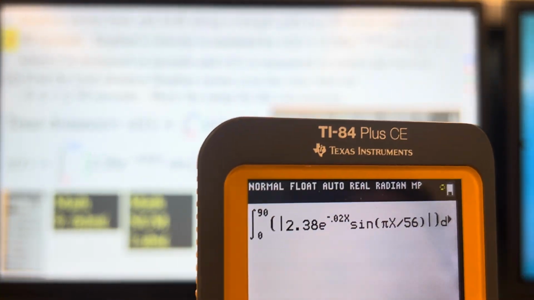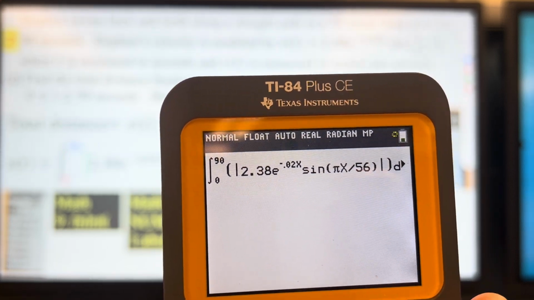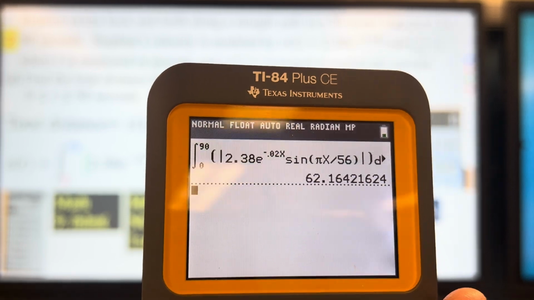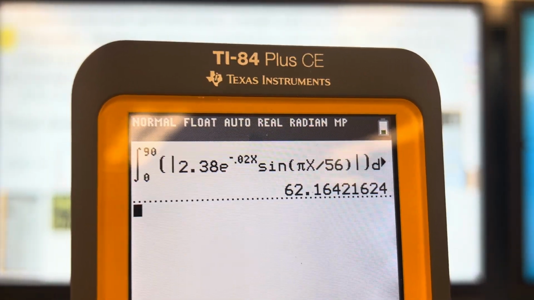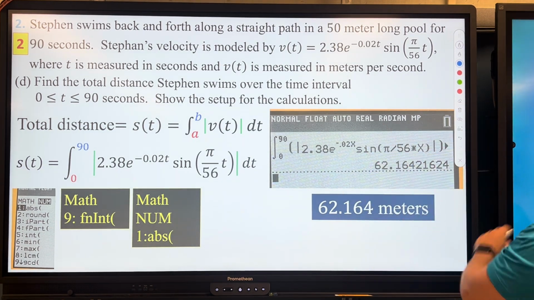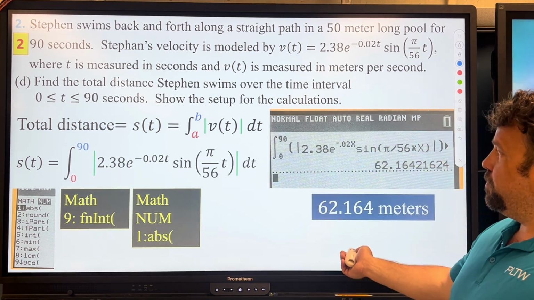And then when I type that in, hopefully I did it right, and see how it takes a little longer? Your calculator's not frozen, it's actually doing all this work for you. 62.1642. All right, you have to use the absolute value symbols, or you're going to get the wrong answer, and you get no points instead of 2 points. Nice and easy. All right, so 2 questions down.